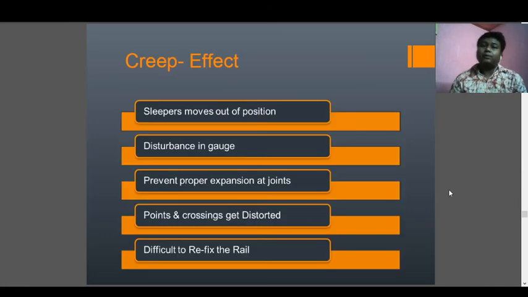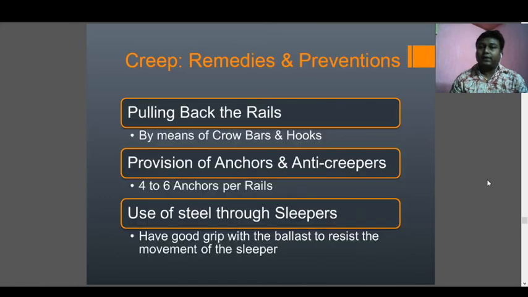Next, what are the effects of creep in railway engineering? The sleepers move out of position in some portions. Whenever you have traveled in a train, in some places you can see the sleepers moving out from the tracks. These are the outcomes of creep. The sleepers move out of position, there is disturbance in the gauge, proper expansion of joints is prevented, points and crossings get distorted, and it is difficult to refix the rail.